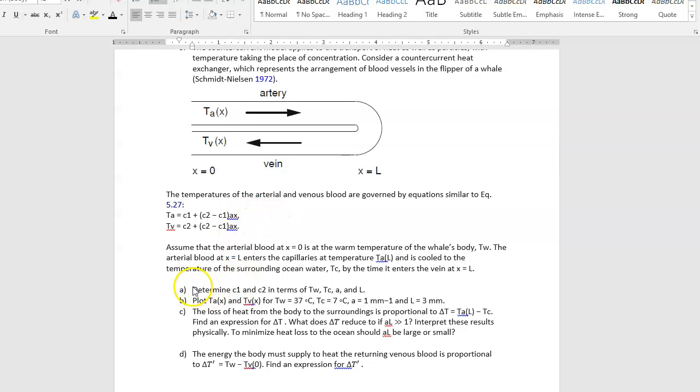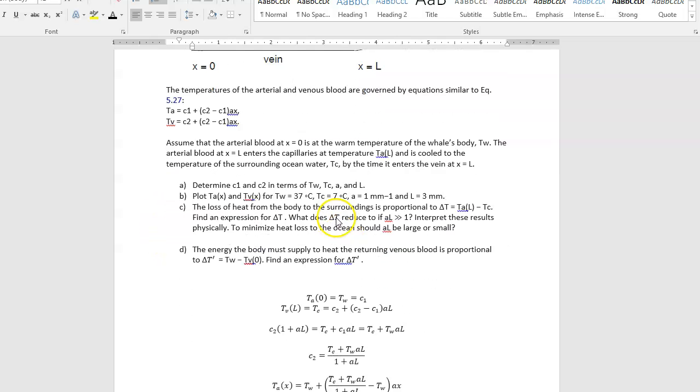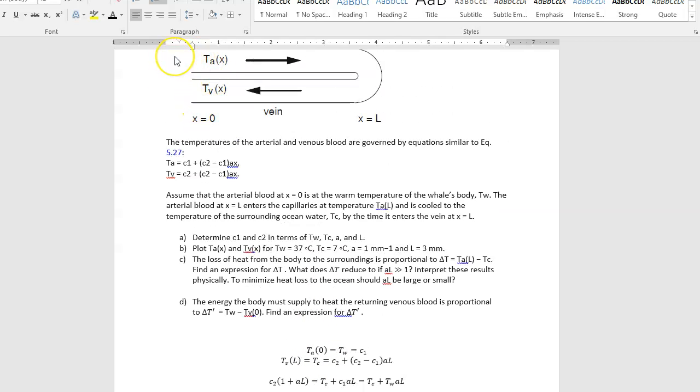And so we've got to just basically find our boundary conditions, if you will. So what are they? TA at 0 is going to be the temperature of the whale. When you start off here, the blood's at the temperature of the whale. Well, you put in 0 for X, and the second term wipes out, and so C1 is clearly just the temperature of the whale. When you get out here at the end of the capillary, or at the bend in the capillary, you've reached ocean water temperature. So TA of L is TC.